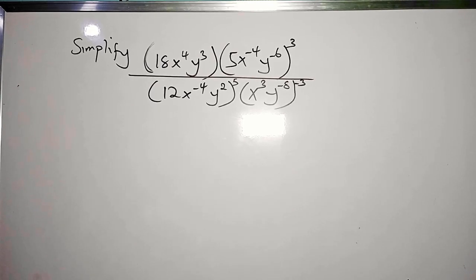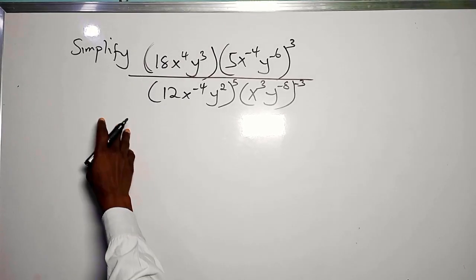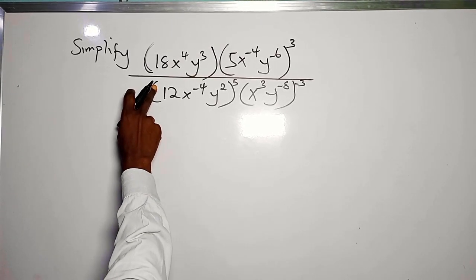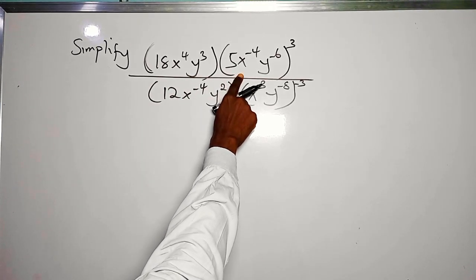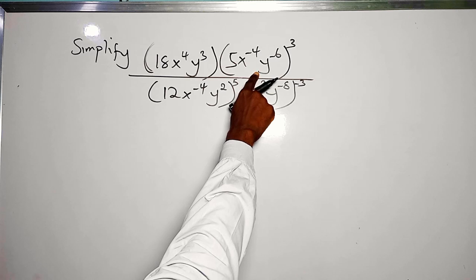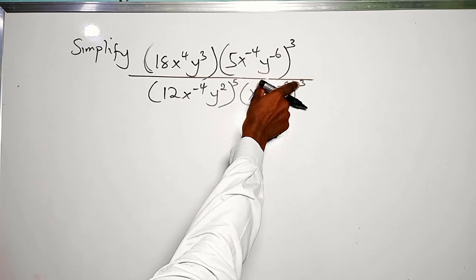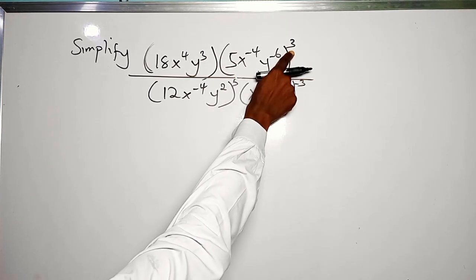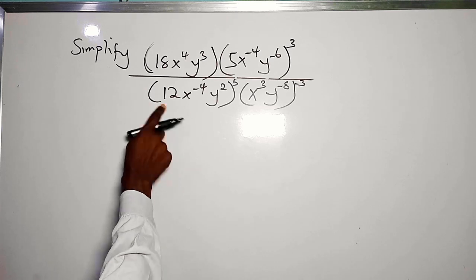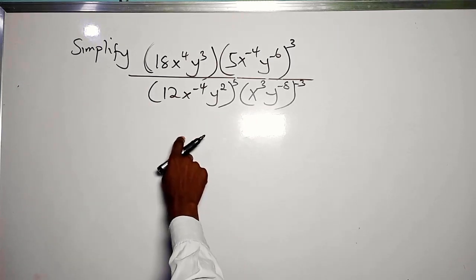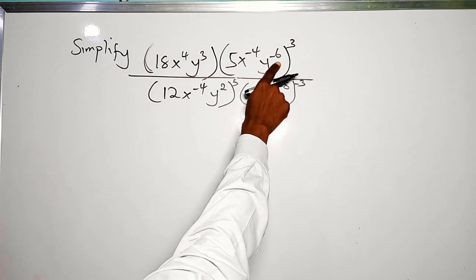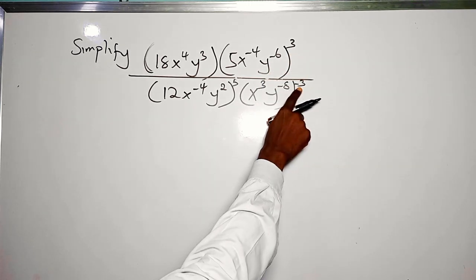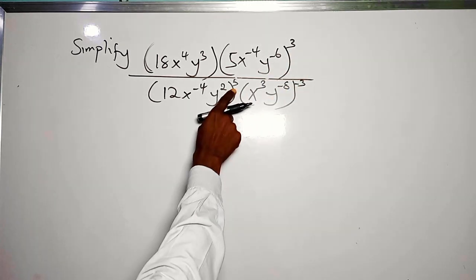The question says simplify 18x^4y^3 multiplied by (5x^-4y^-6)^3, divided by this. Okay, so we look at this. Let us simplify the one that has power on them.